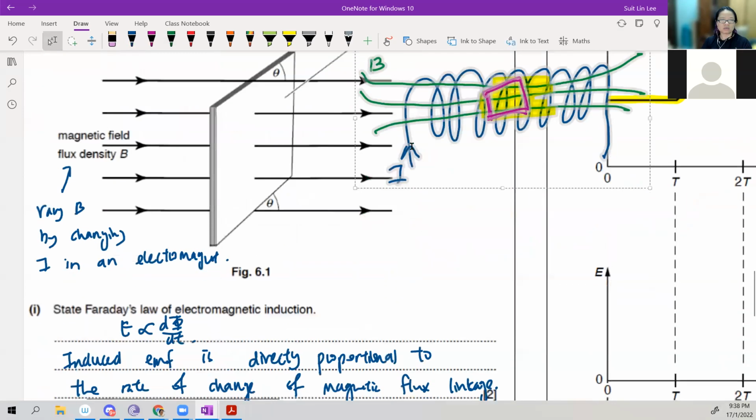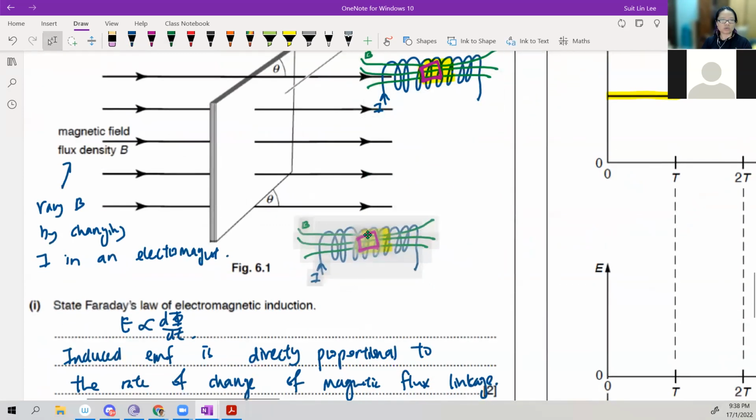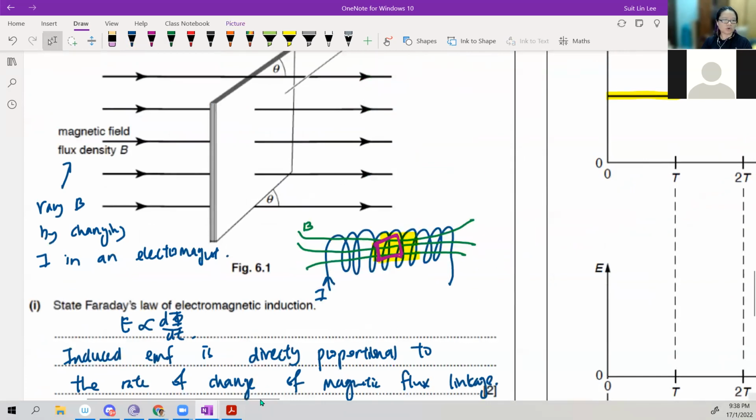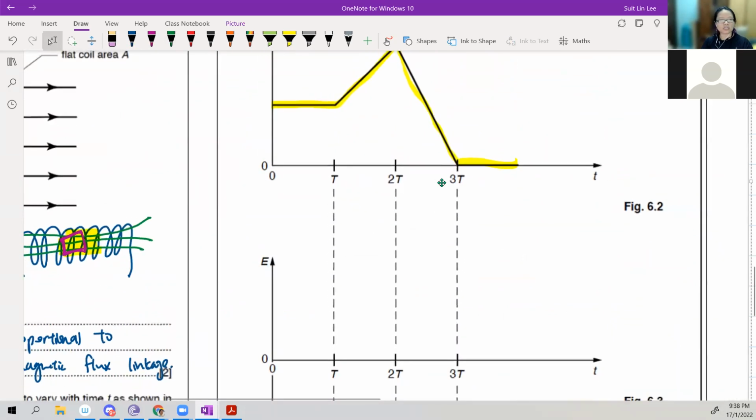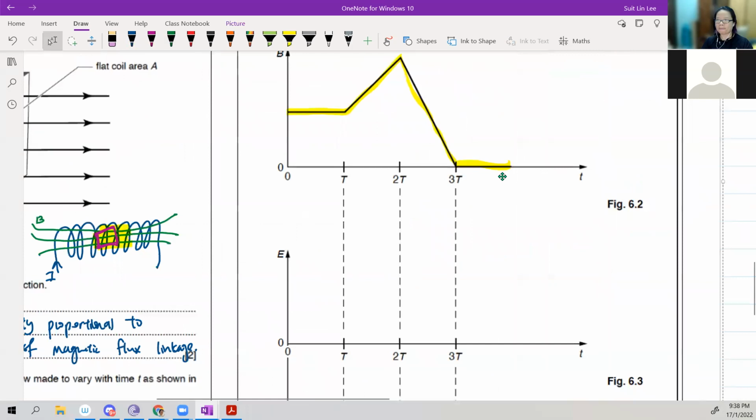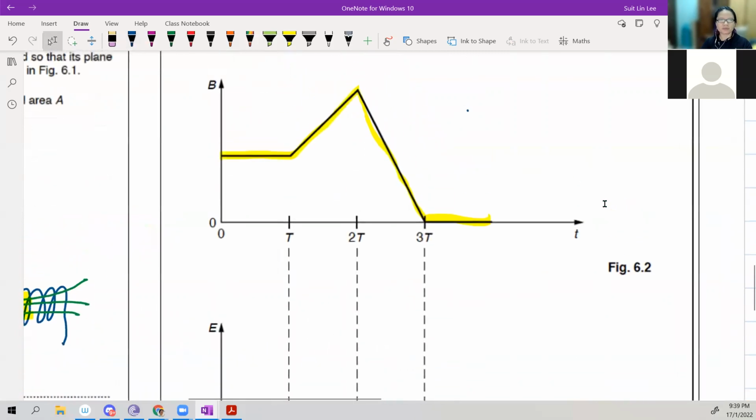So just want you to know that this is by changing the current. All right, so we're going to change the current, and when we change the current, we will change the magnetic flux. And you are asked to draw the induced EMF in the coil. Okay, so let's start first by using the fact that your induced EMF E is proportional to the flux. But since this one is a coil, right? So E is proportional to d/dt of NBA sine theta.